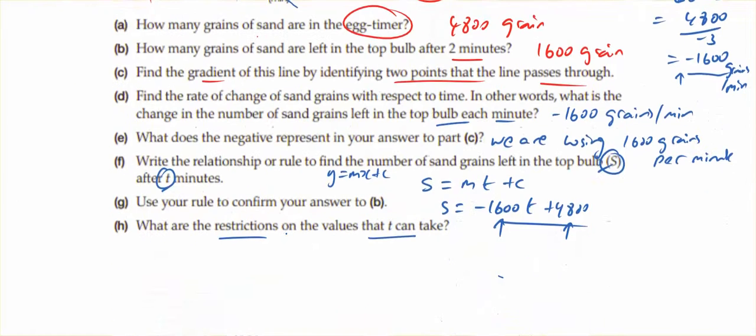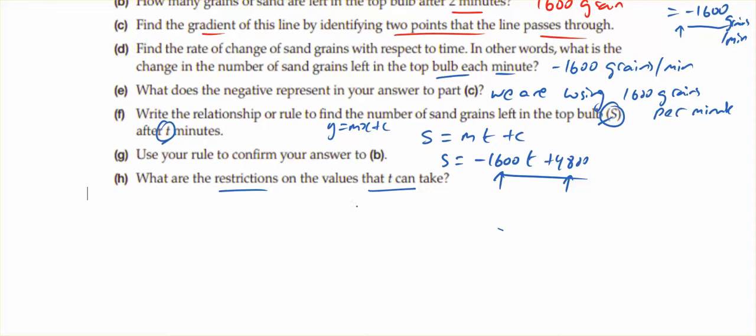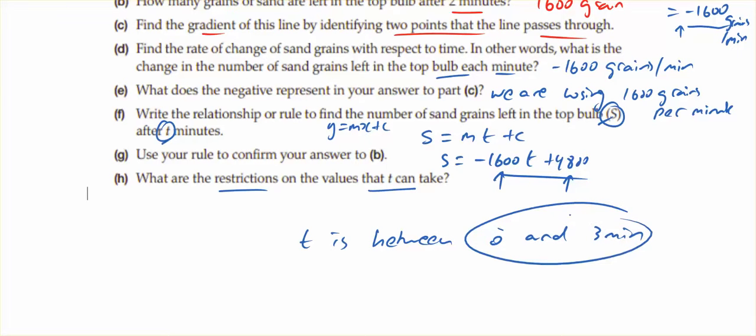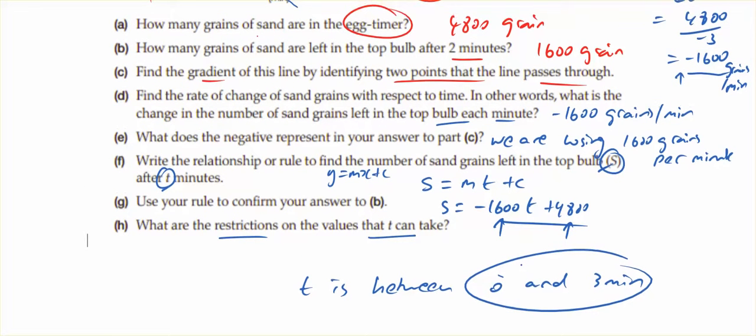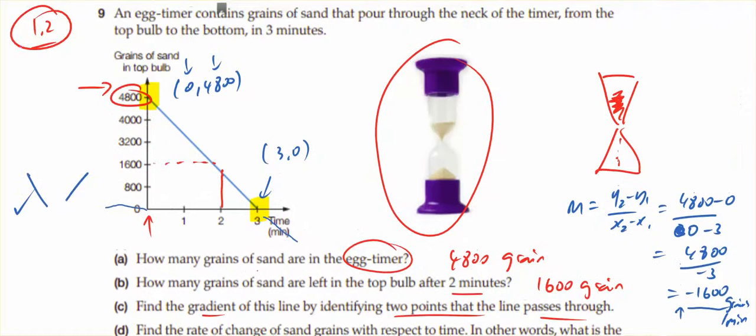So what restrictions on the values can t take? t is between 0 and 3 minutes. It only makes sense between t equals 0 to 3 minutes. This is something you've got to pay attention to when you're doing context-based questions with real life. You've got to consider, in real life, would that make sense if it goes beyond 3 minutes? No, it doesn't. If it goes before 0 minutes, would that make sense? No, because it only operates between 0 to 3 minutes.